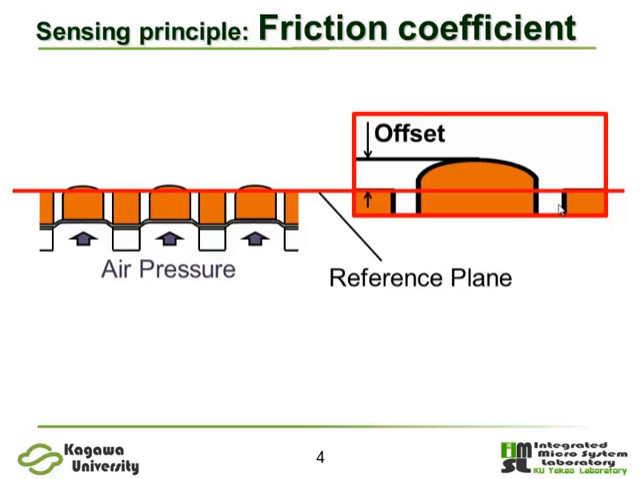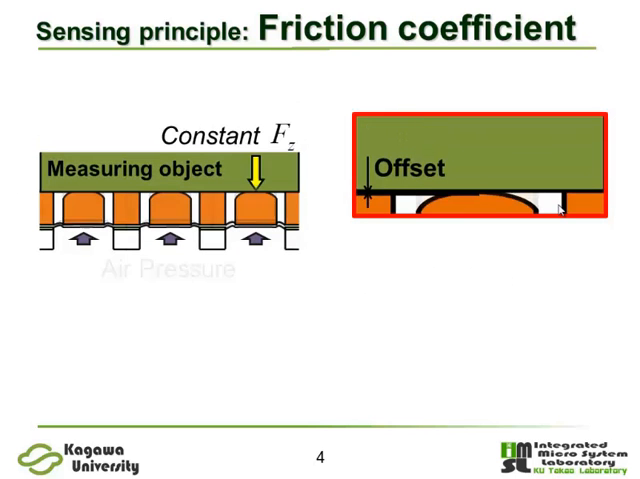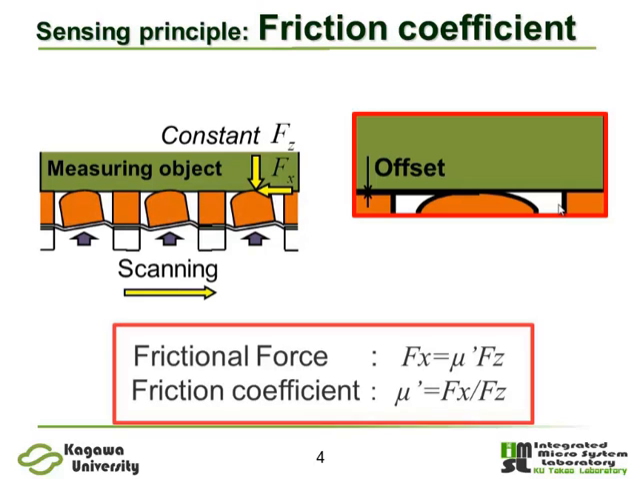The function of the reference plane is very important, since the vertical load applied to the tip structures can be limited by the offset of the contact tip from the plane. Since the normal force Fg is a known value, the friction coefficient can be simply calculated by measuring shear force Fx.